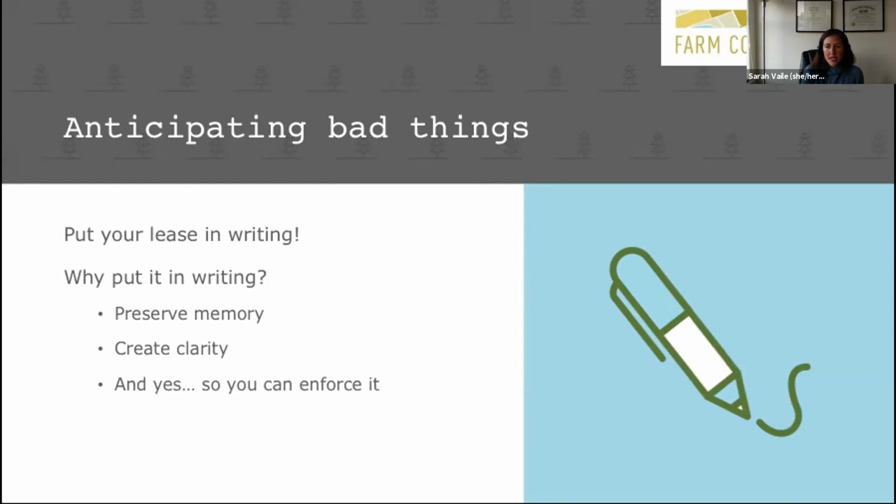So you can say something like, you can use that part of the pole barn, the part you were already using. Which part of the pole barn do we mean when we put it in writing? How are each of us perceiving the part we're already using? And here's a big one. When you put it in writing, you're able to enforce it.